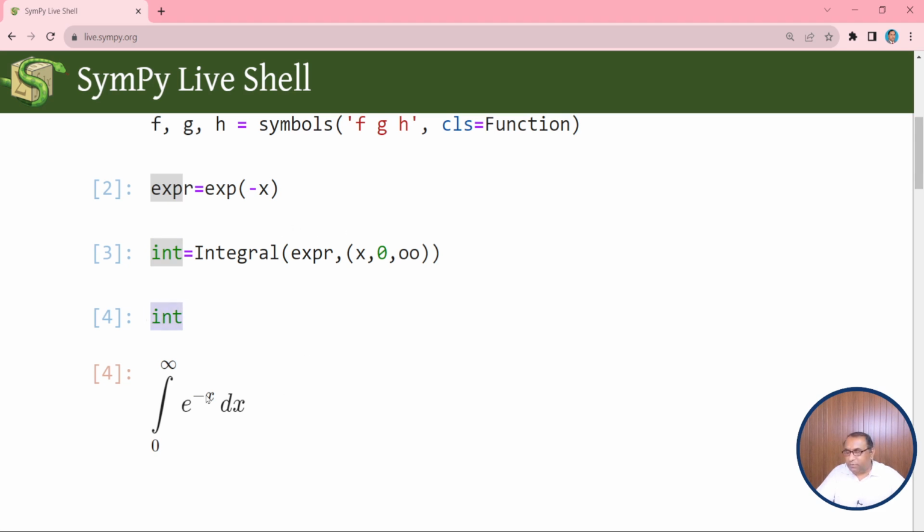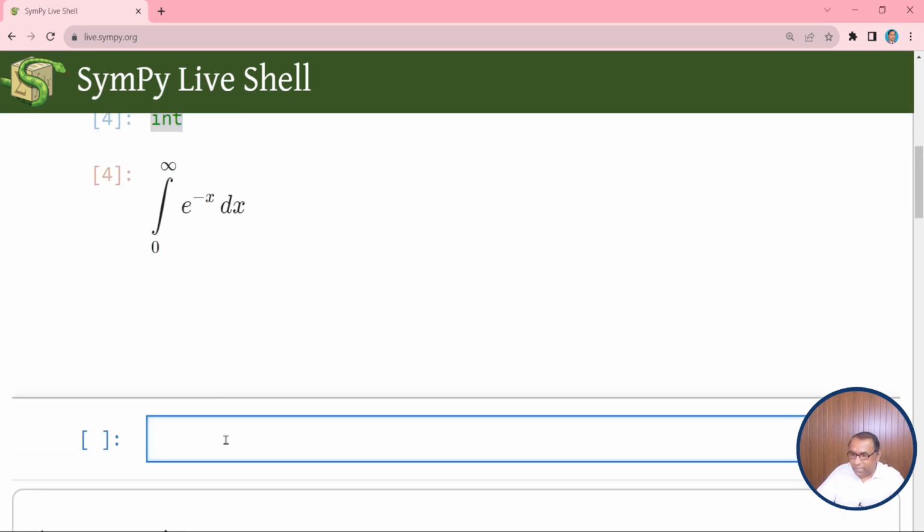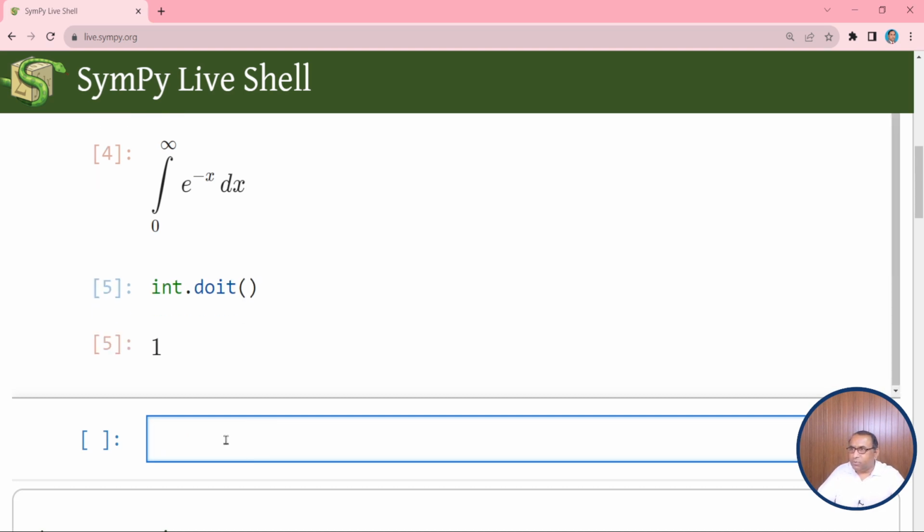The above expression will be converted into the symbolic form. Further, if you want to simplify this expression, then use int along with the doit function, dot doit and brackets, then enter. So this will simplify the above expression, and the value of this expression is 1.